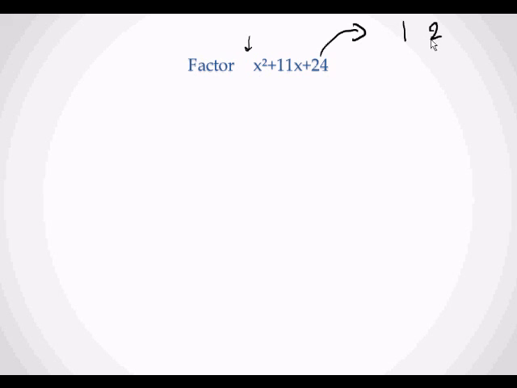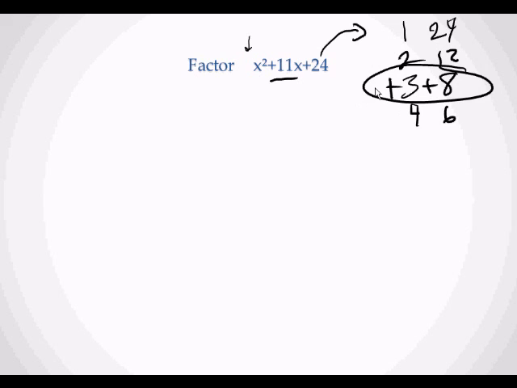Factor this problem. There's a 1 in front of x squared, so we just take all the pairs that multiply together to make 24. 1 times 24. 2 times 12 is 24. 3 times 8 is 24. 4 times 6 is 24. And then you could say 6 times 4, 8 times 3. You don't have to repeat yourself.